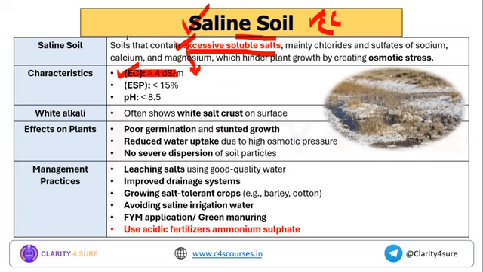Saline soils are soils which contain excessive soluble salts, mainly chlorides and sulfates of sodium, calcium and magnesium. It is not just sodium, calcium and magnesium. All these salts, chlorides and sulfates of sodium, calcium and magnesium, hinder plant growth by creating osmotic stress. So what is this osmotic stress? Just relate one concept.